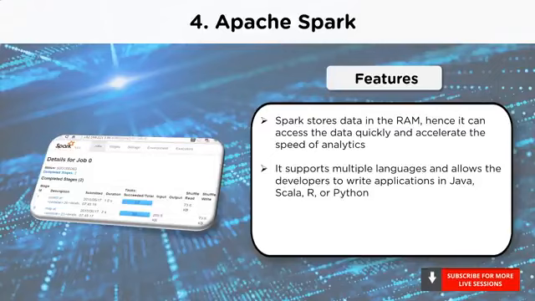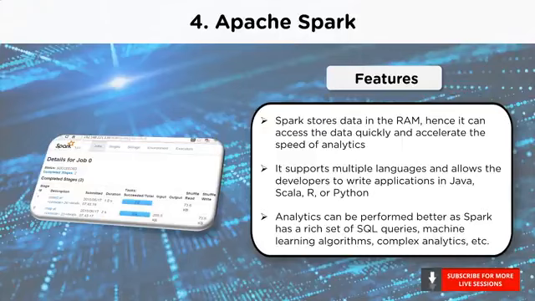Spark comes with 80 high-level operators for interactive querying. Spark code for batch processing, join stream against historical data, or run ad hoc queries on stream state. Analytics can be performed better as Spark has a rich set of SQL queries, machine learning algorithms, complex analytics, etc.